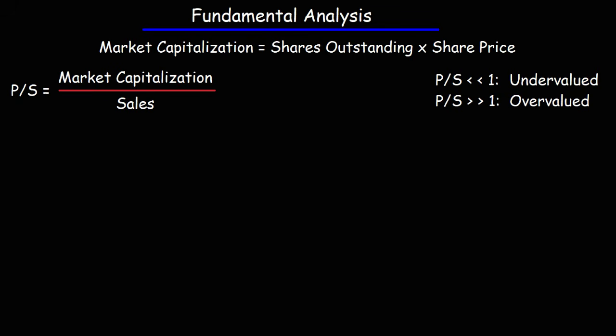In this video, we're going to focus on fundamental analysis, how to determine if a company is undervalued or if it's overvalued. What we're going to do today is we're going to take a look at a lot of different valuation ratios that you could use to determine if a company is undervalued or overvalued. Valuation ratios such as the price to sales ratio, price to earnings, the price to book ratio.